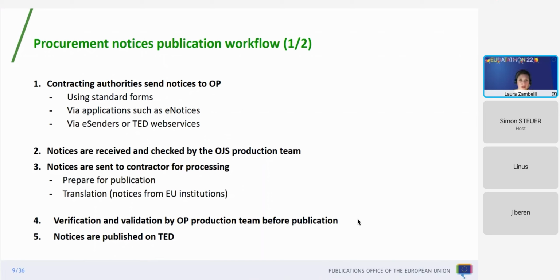Let's see together briefly the procurement notices publication workflow. So first of all, the contracting authorities send the notices to OP using standard forms and via applications such as e-notices or via e-senders or TED web services. Notices are then received and checked by the OJS production team. They are sent to a contractor for processing, which means the preparation for publication and in some cases the translation, specifically notices from EU institutions. Then they are verified and validated by the OP production team before the publication, and then finally notices are published on TED.